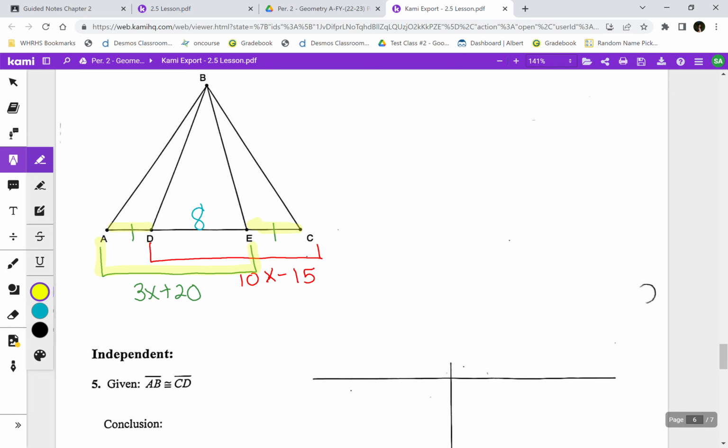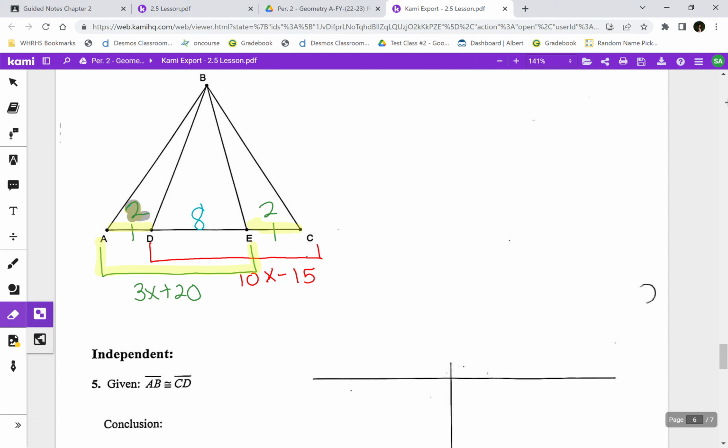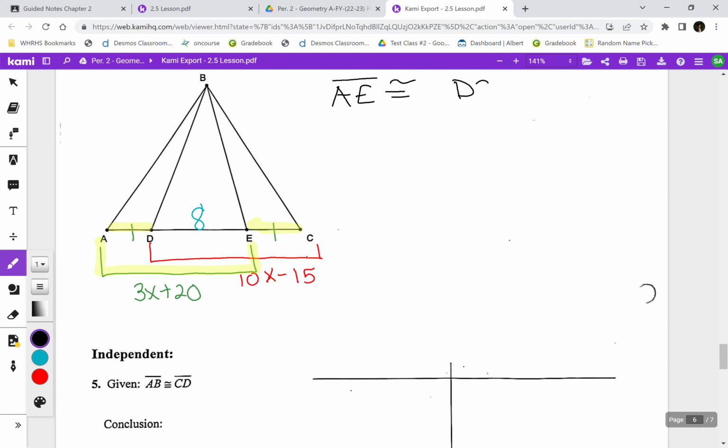Addition. Look, let's say I said that AD was 2. Wouldn't EC also be 2? Which means AE is 10 and DC is 10. Isn't that addition? We do 2 plus 8, which is 10. All right, so that would 100% be addition. Why am I doing this?